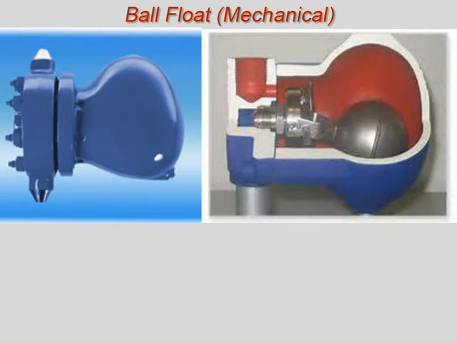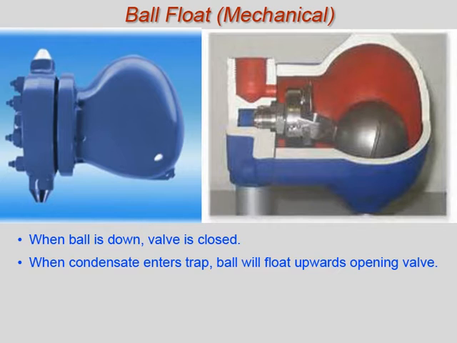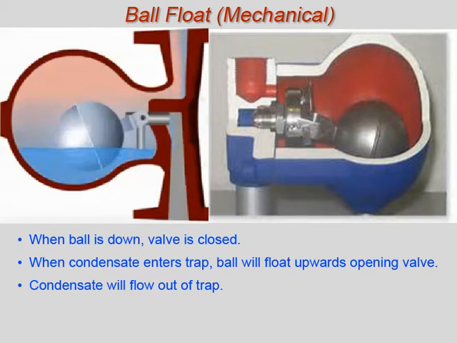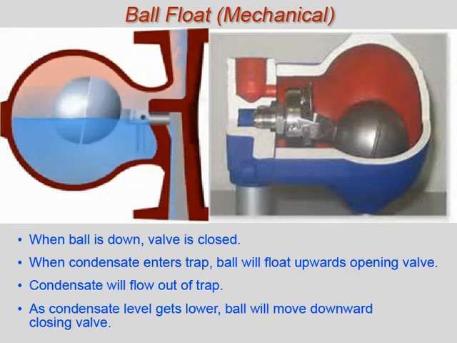A ball float steam trap consists of a valve that is operated by a ball float mechanism. When the trap is in operation, steam and water enter the trap. The water, which is heavier than the steam, collects in the bottom of the trap. As the water level rises, it lifts the float, which causes the valve to open. The condensate is blown out of the trap by steam pressure until its level drops to a point where the ball float closes the valve. The valve and float mechanism is designed in such a way that the valve will close before the condensate level gets low enough to allow steam to escape.